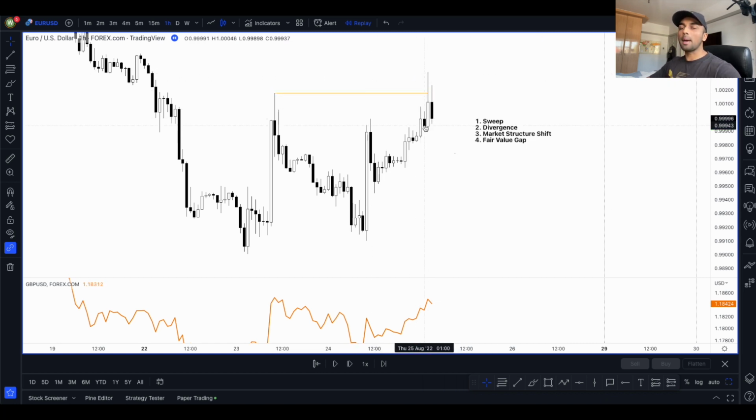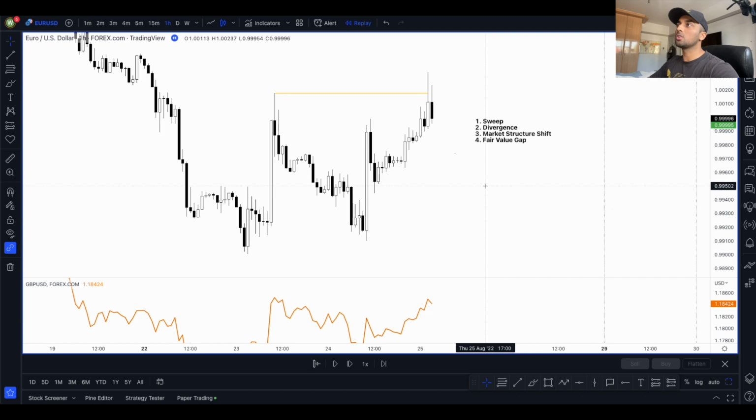And again, when this is happening live, of course, you want to see a reaction in the opposite direction, which I will go into. But again, this was trade plan number one, checklist number one, ticked. So sweep was ticked. So we had a sweep of a high. Now, number two was divergence.